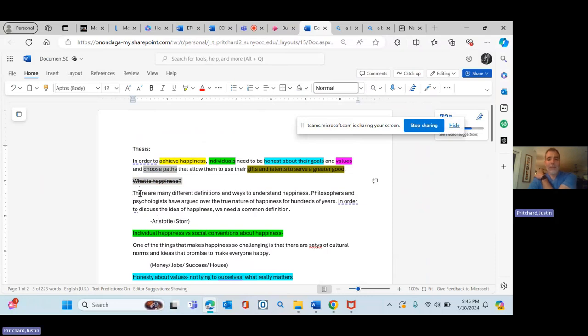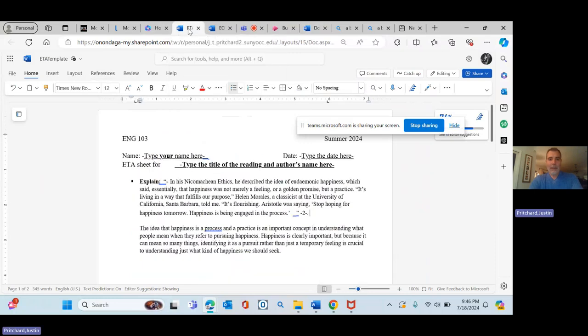So right now, for my topic sentence, it says, there's many different definitions and ways to understand happiness. Philosophers and psychologists have argued over the true nature of happiness for hundreds of years. But in order to discuss the idea of happiness, we need a common definition. So now I know I need to have some definition. I know I want to cite a source.